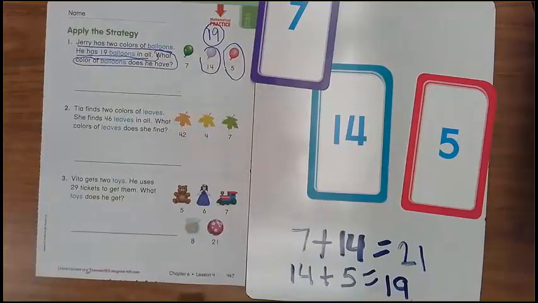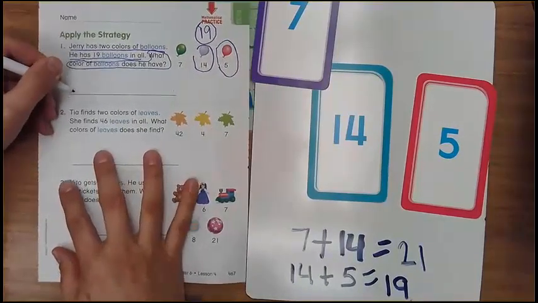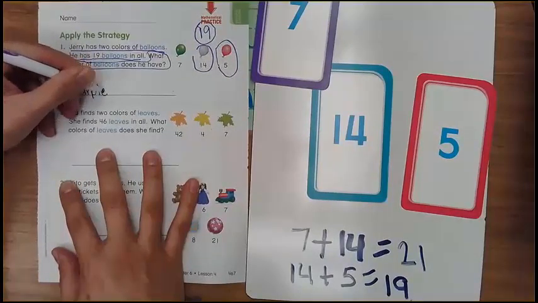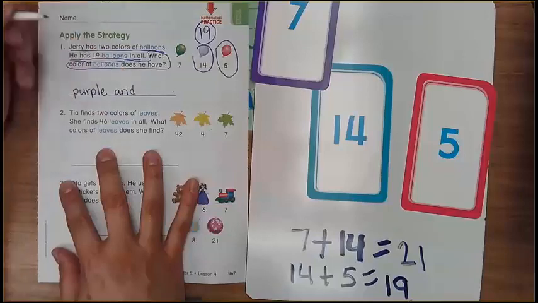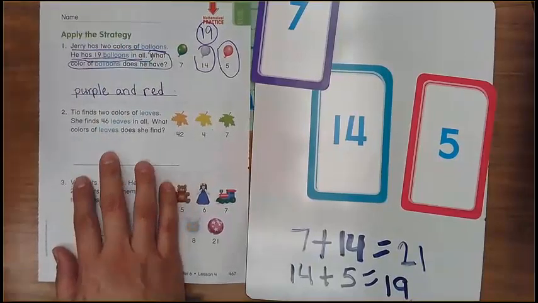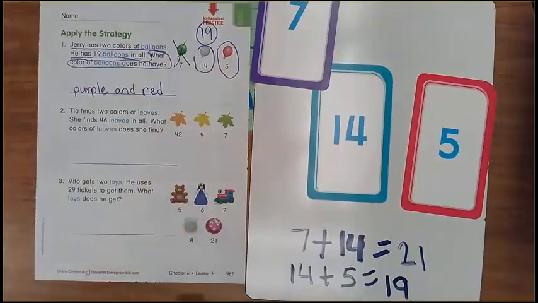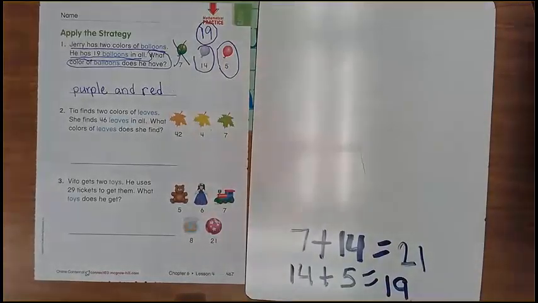So what color balloons does he have? Well, we know he must have some purple balloons, and he must have red balloons, right? He must have the purple and the red, not the green ones. Okay, fantastic. Let's move on to the next one.